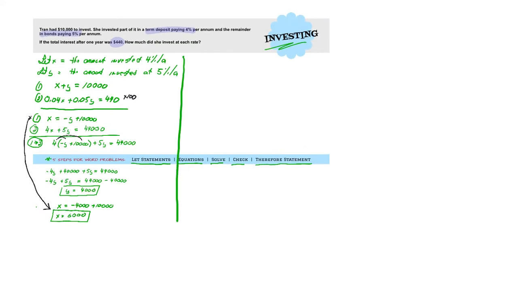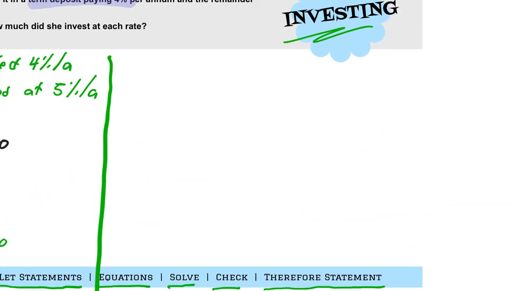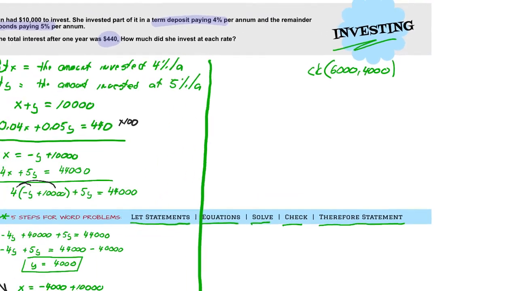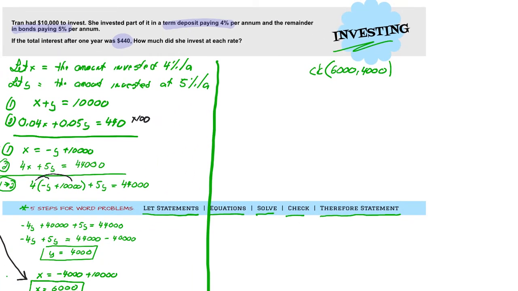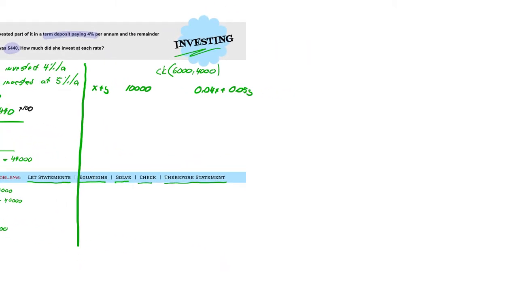So I'm going to check 6,000, 4,000. I like to write my coordinate up top, and then remember that when you're checking, use the original equation. So it's x plus y, and the other side without the equal sign is 10,000, and then 0.04x plus 0.05y, and again without the equal sign you have the 440.